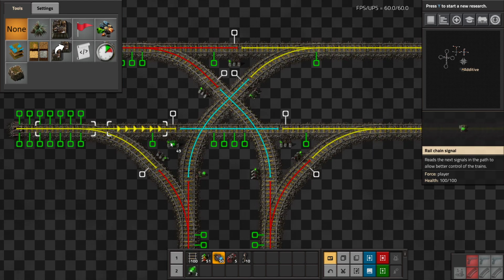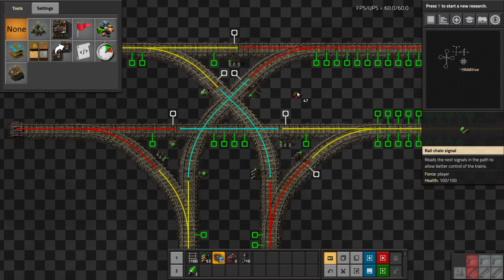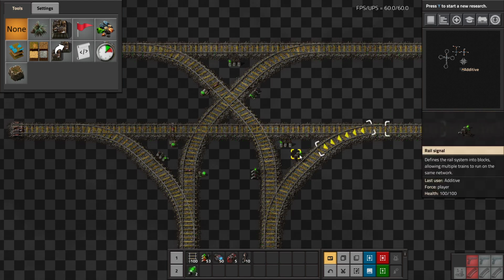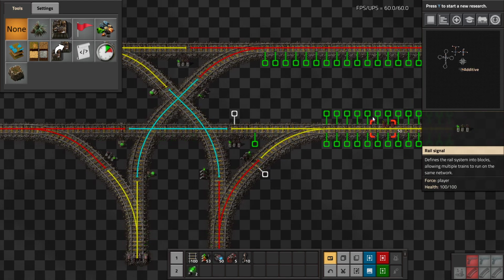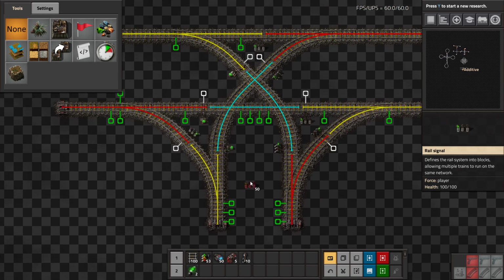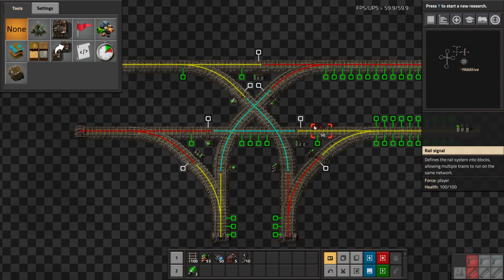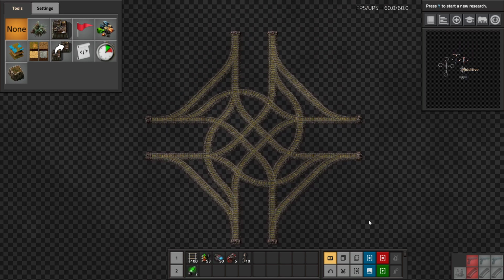And same with this signal. Same with this signal, and the rest can stay as regulars, because if a train stops after this one, nothing bad will happen, because it will only block trains coming from here, which it would block anyway, because that's just how this works. So this is the simplest junction of all, the T junction.